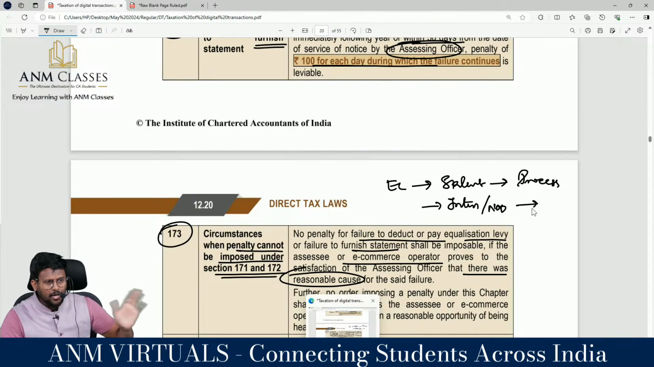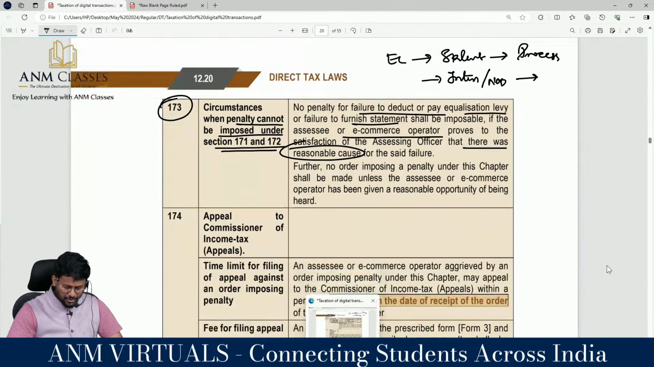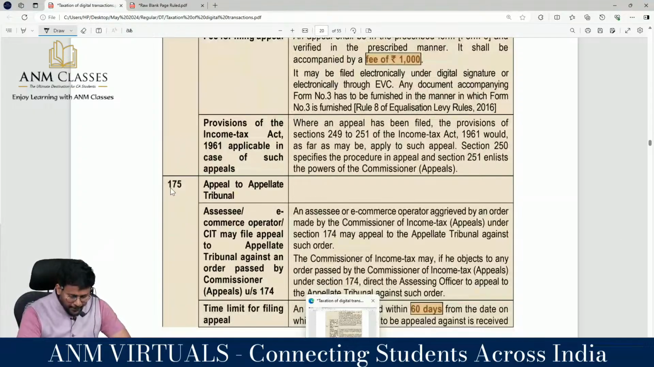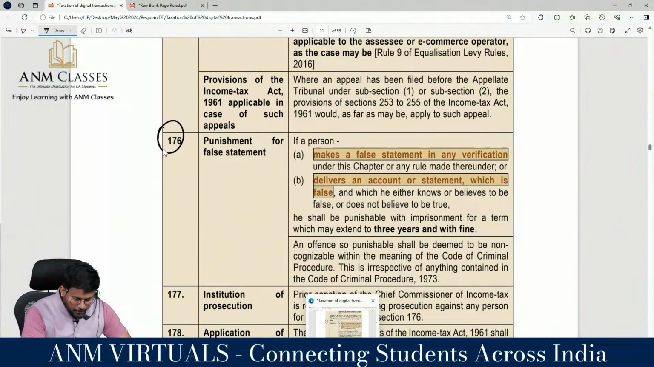Now you are not happy with the processing of the statement. You can go to the CIT appeal or Joint Commissioner appeal. Same like 246 subsection 1. That's what, appeal to Commissioner of Income Tax appeal. Appeal to appellate tribunal, ITAT. Yes sir. Punishment for what statement?